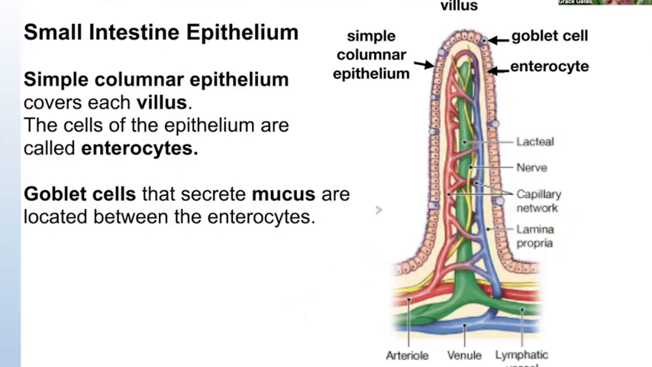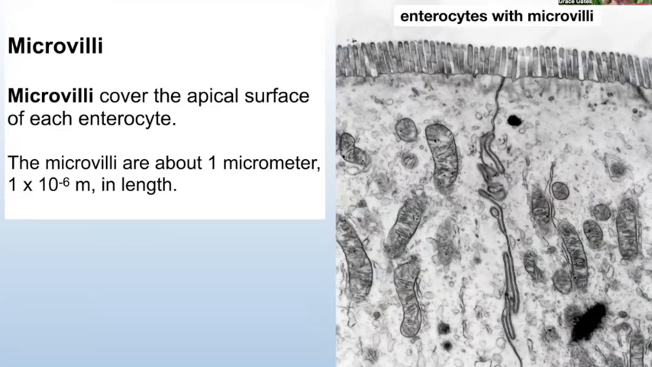The cells of the epithelium are called enterocytes. Goblet cells that secrete mucus are located between the enterocytes. Microvilli cover the apical surface of each enterocyte. The microvilli are about 1 micrometer or 1 millionth of a meter in length.